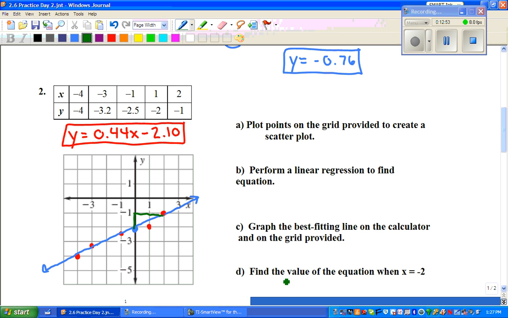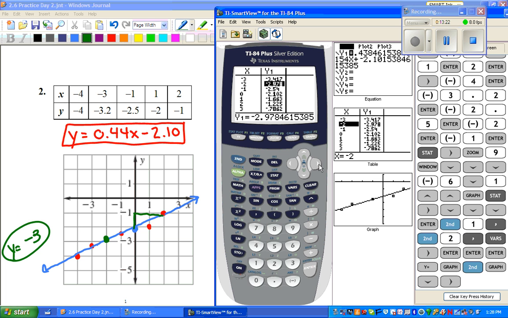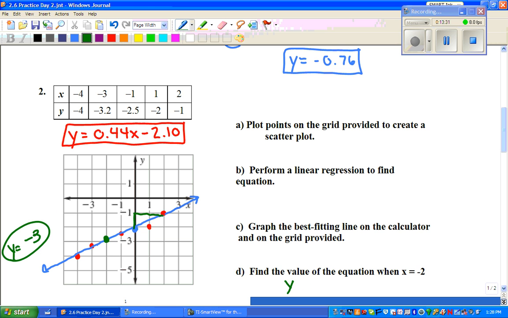Okay, now it wants me to find the value of the equation when x is negative 2. I'm guessing right here, and this is just me estimating, that it's going to be somewhere right around negative 3. Y is equal to negative 3. Okay, let me go back to my graph here. I'm going to go to second table, and I'm going to look for negative 2, right? And look at what I have when I go down to negative 2 and I go over. I get y is equal to negative 2.98. All right, so y is equal to negative 2.98.